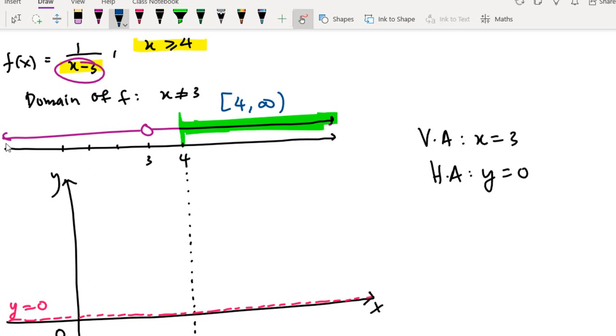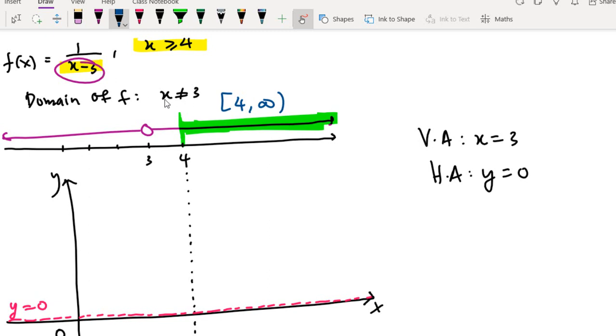This means there is no graph on the left-hand side; the graph is only in the green region. We're going to sketch the graph. This is a rational function, so we should have a vertical asymptote and a horizontal asymptote.